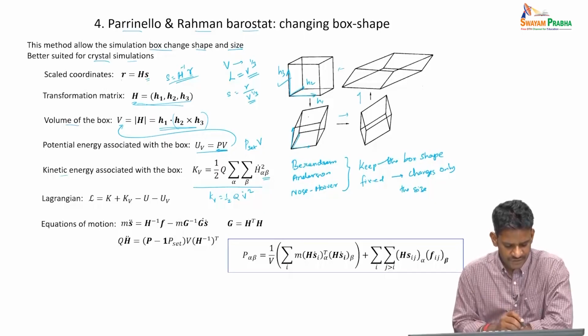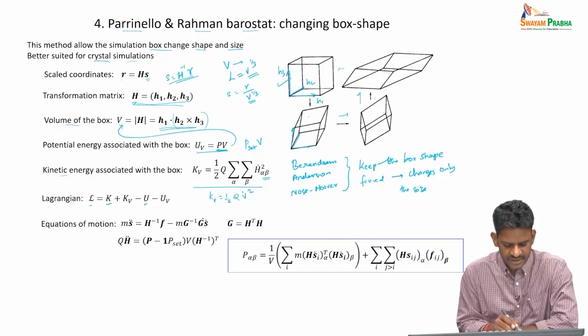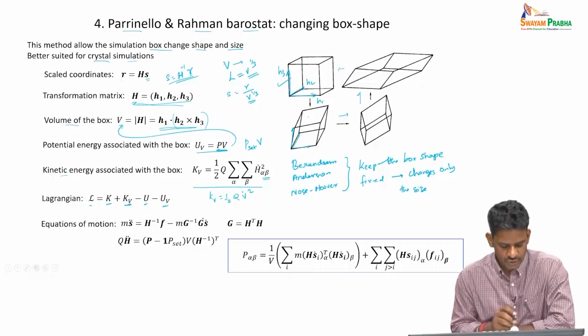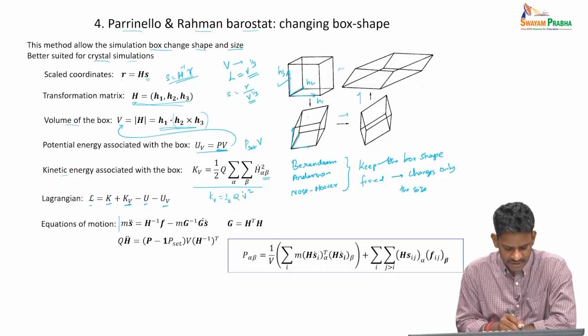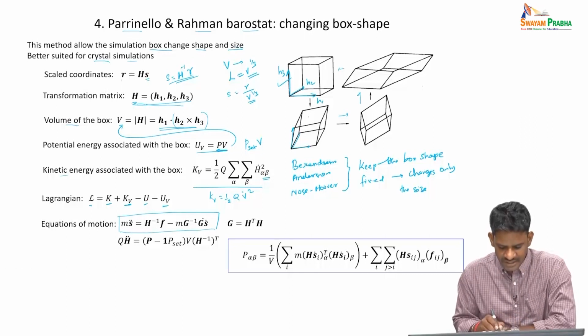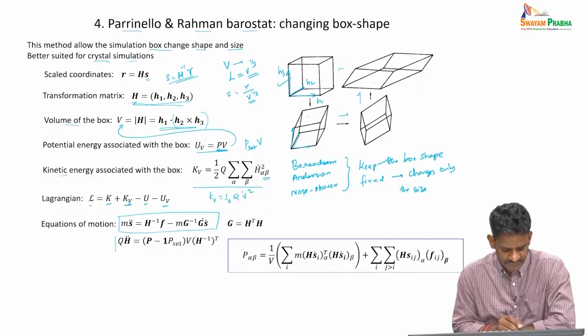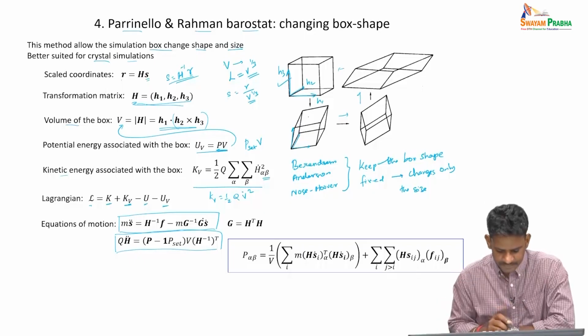So with these new definitions, we define the Lagrangian to be the kinetic energy of the system minus the potential energy. In addition, the kinetic energy of the box minus the potential energy of the box. Once we have defined the Lagrangian, we can apply the equation of motion, and then we get a second order differential equation for each particle's scaled positions. Similarly, we define an additional set of equations for the rate at which the unit vectors of the box will change in time.